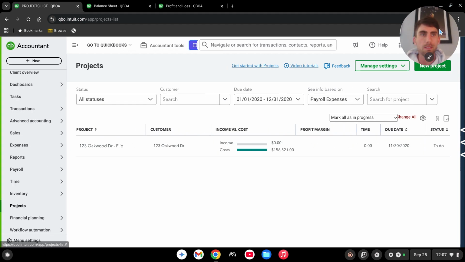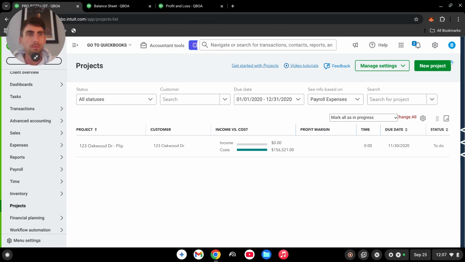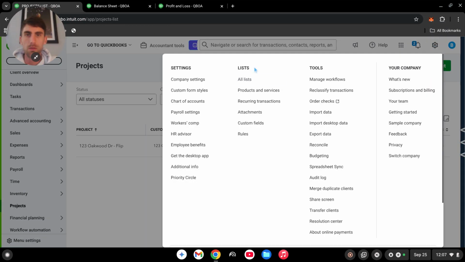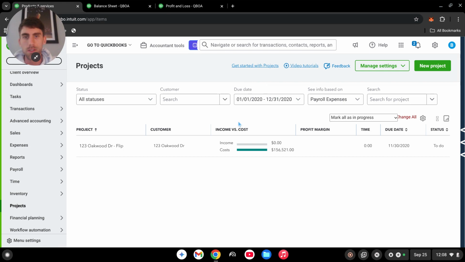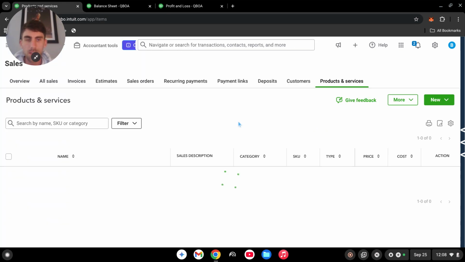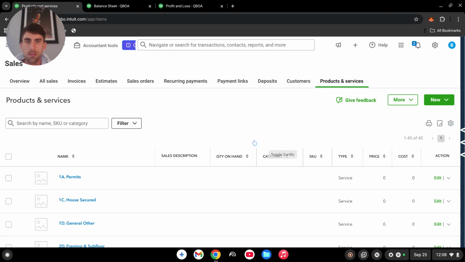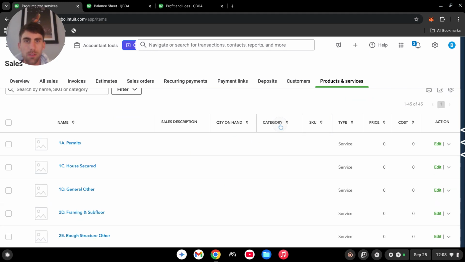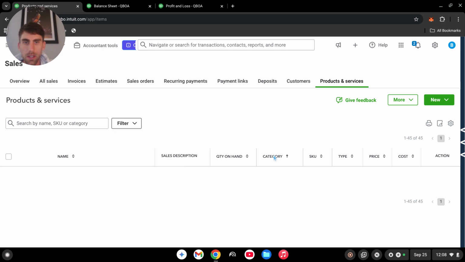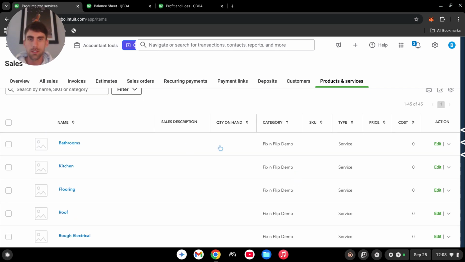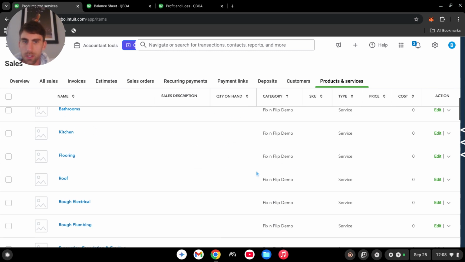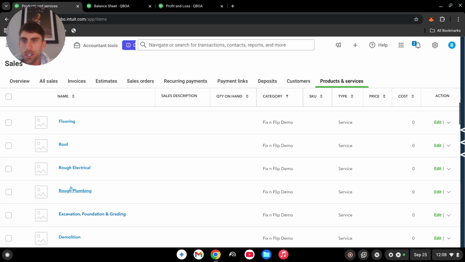And then the last thing that we need is to go into the products and services. This is where you're going to get your level of detail during your flip. So I made a few categories. Obviously, you would set this up however you would like for your business, whatever level of detail that you need. But I just have a few in here.